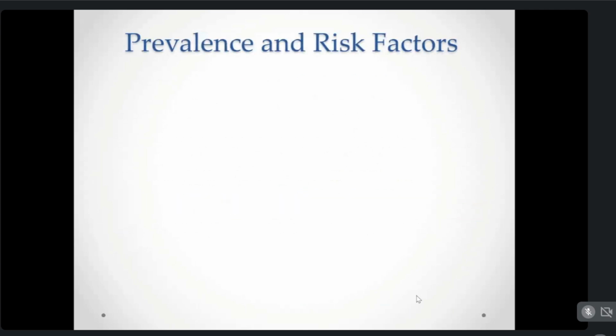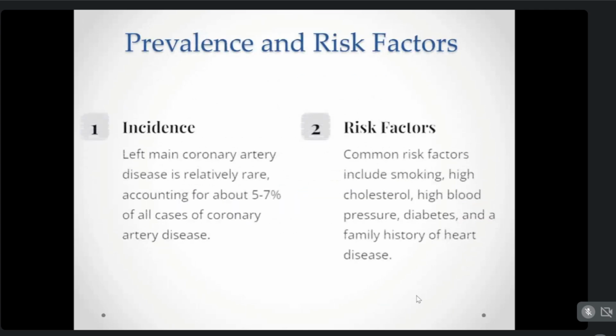For the prevalence and risk factors, we have the incidence first. Left main coronary artery disease is relatively rare, accounting for just 5 to 7% of all cases of coronary artery disease. The common risk factors include smoking, high cholesterol, high blood pressure, diabetes, and family history of heart disease.